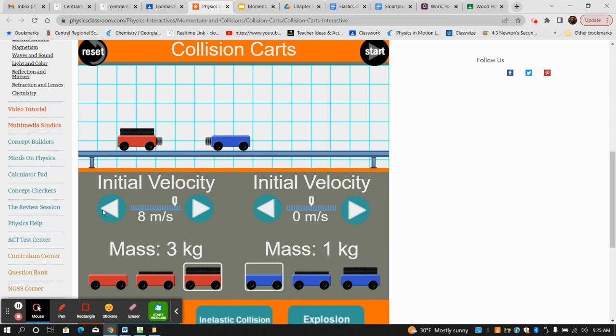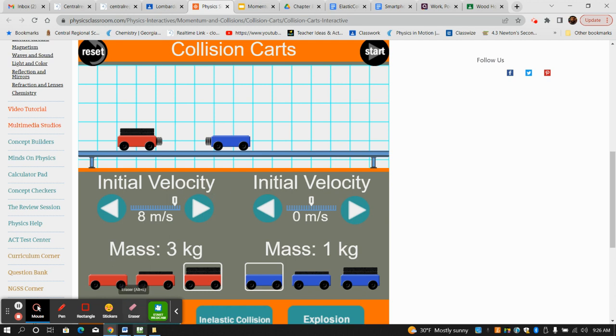It also wants the masses to be different values. My suggestion would be to make the red a greater mass than the blue. So if I have the mass of the blue as 1, I can make the mass of the red 2 or 3. If I make this a 2, I can only make this guy a 3. That's my suggestion. You guys can do 2 and 1, 3 and 1, or 3 and 2, whatever. This is what I'm using, and 8 meters per second.